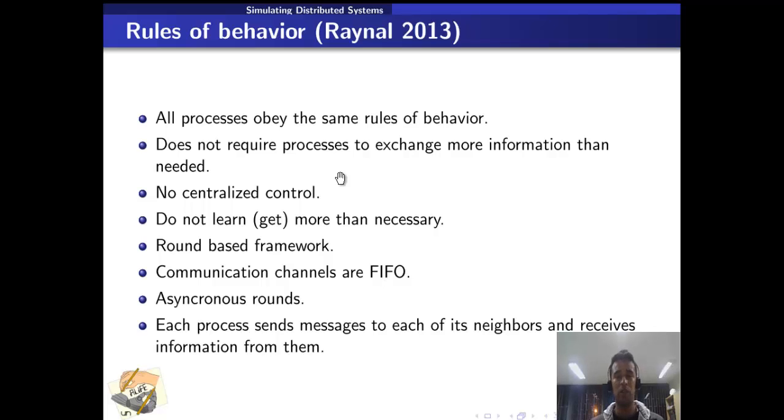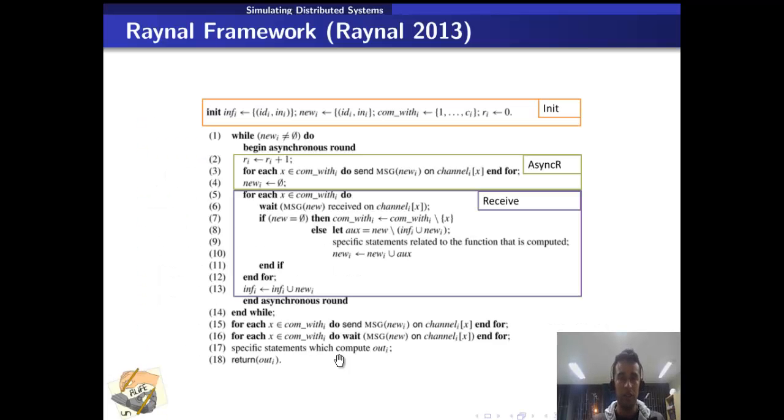I think in the framework of Reynolds, this is a round-based framework, and communication channels are FIFO, because I'm using buffers. Each process sends messages to each of its neighbors and receives information from them. You can see this traditional algorithm from the book of distributed systems of Michael Reynolds, in which we identify three main stages. An initial stage where the input parameters are initialized.